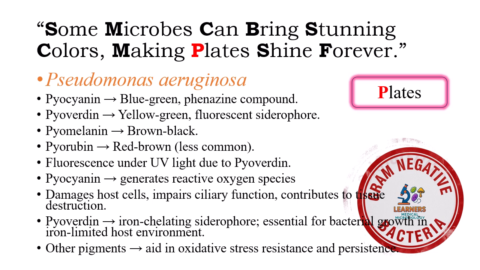useful in virulence. The pyocyanin generates some reactive oxygen species, damages the host cells. You have the pyoverdin, which is an iron-related compound essential for bacterial growth in areas where the iron compound is minimal, and other pigments which will help in resisting the oxidative stresses and for the persistence of the bacteria.